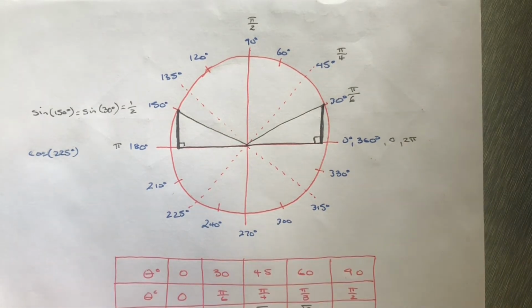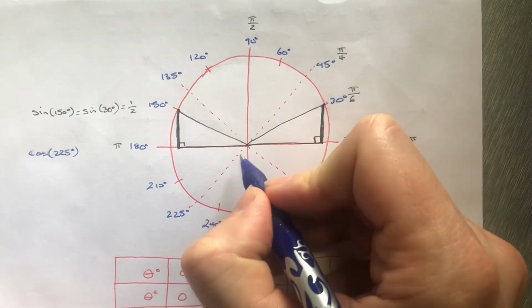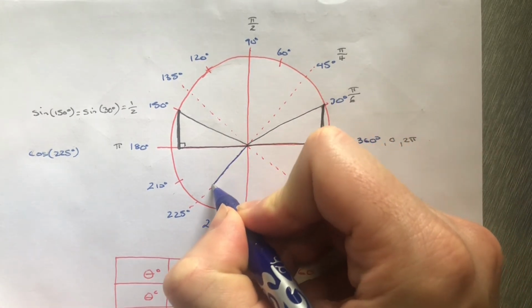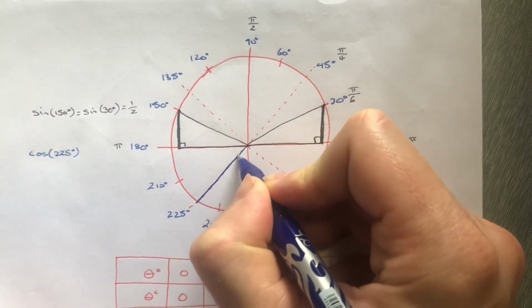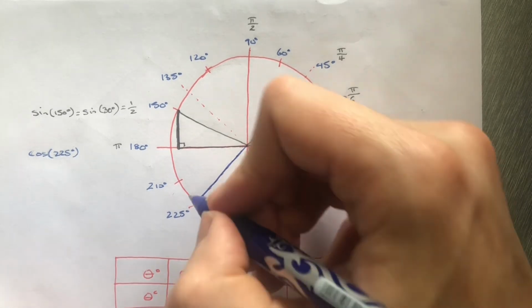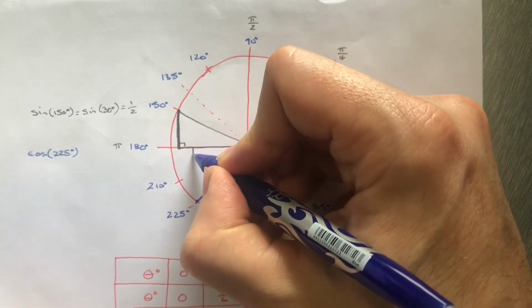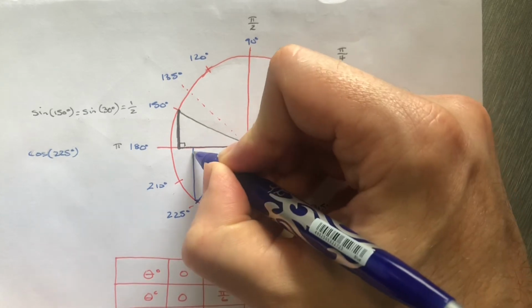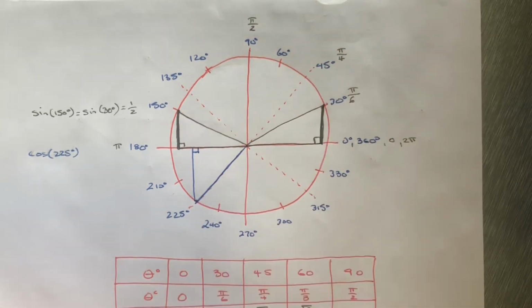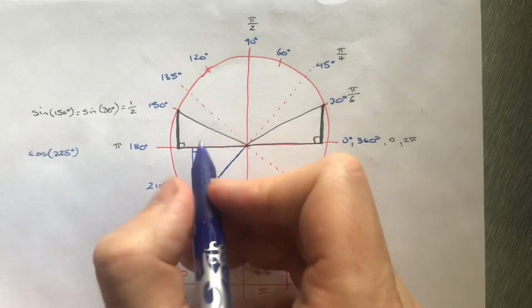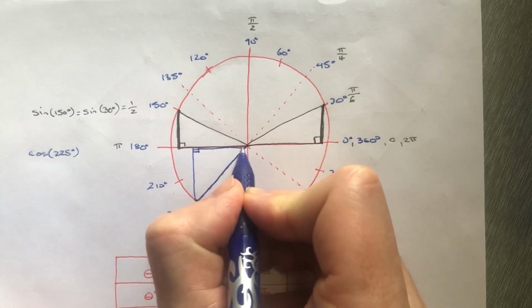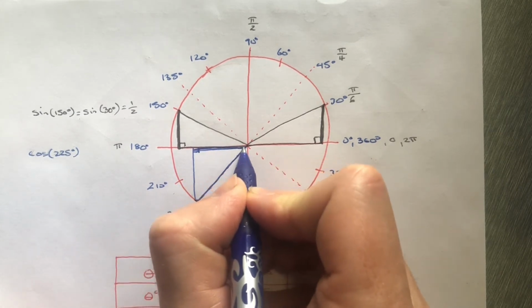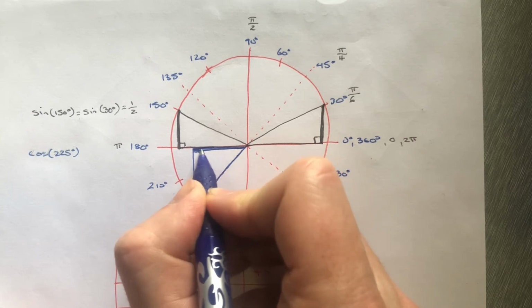So let me use a different color so we can see. All right, now it wanted 225 degrees, so I'm going to use that as my angle. That there. And make my triangle. So we'll go like that. Okay, that's what I'm after. And we want cos. So cos is the horizontal bit, so it's this bit here. All right, now we want the answer to that.